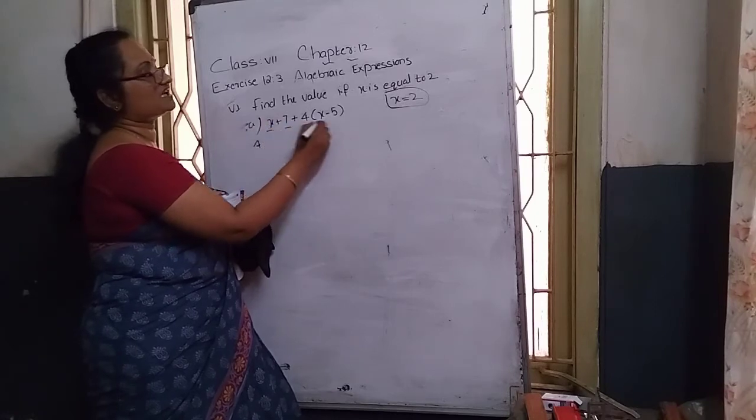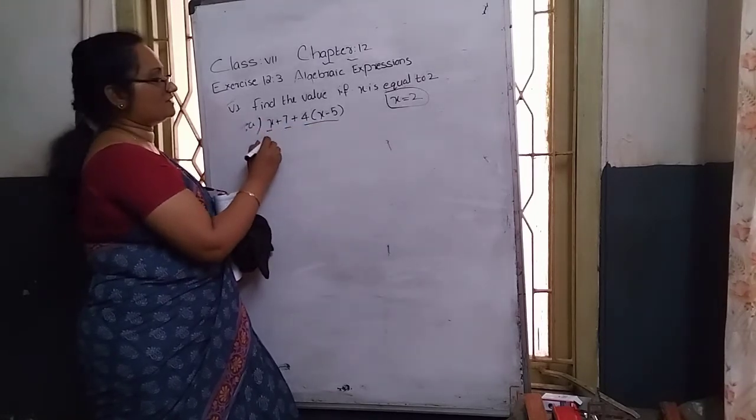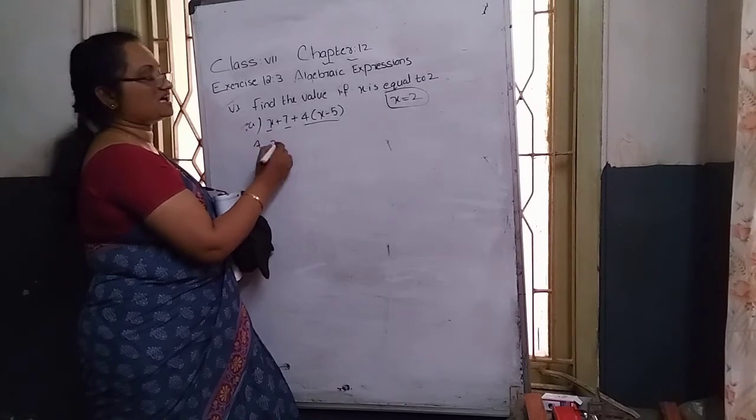In the first question, how many terms are there? 1 and 2. Third term is this much. First term x is there, x place which value? 2.